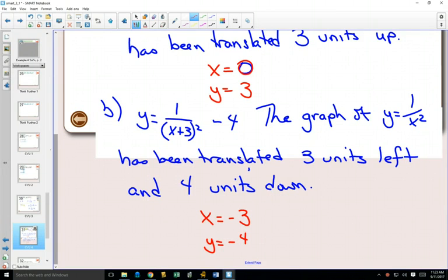So these questions didn't ask us to graph it. You could do that if you wanted to as well. They just asked us to describe what was happening. So from this one, you can do questions 16 and 17.